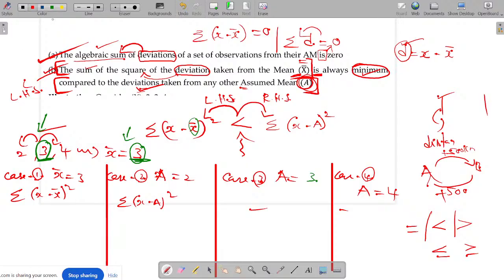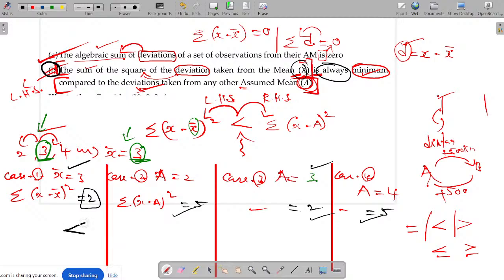This is 2. This value? 5. This value? Yes, obviously 3 now, 2 now. Then this value? 5. See, now go for the second statement. It says the sum of the square of the deviation taken from x bar is always minimum. What is the x bar value? 3. See, in this case, it's 2. In the remaining cases, 5, 2 and 2, which means always minimum. Either it will be strictly less than, or if it happens to be the same value, it will be equal.